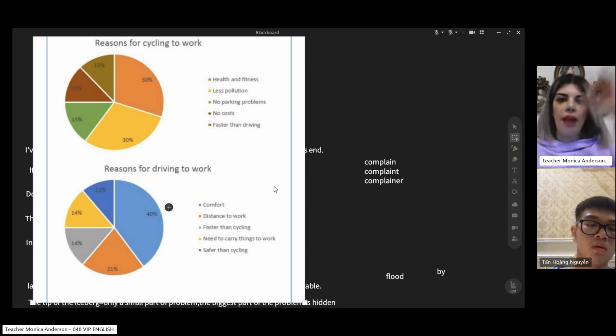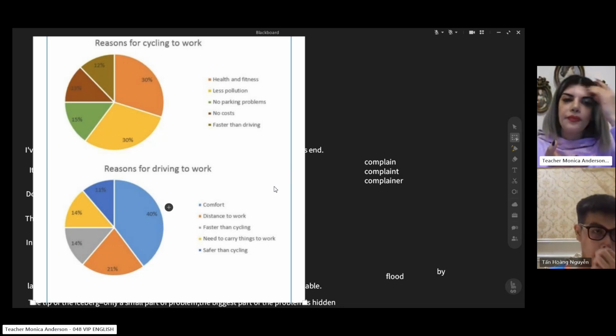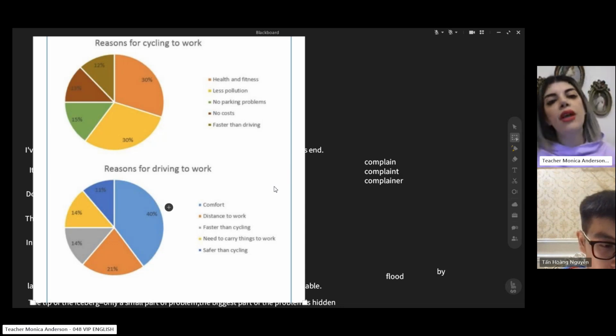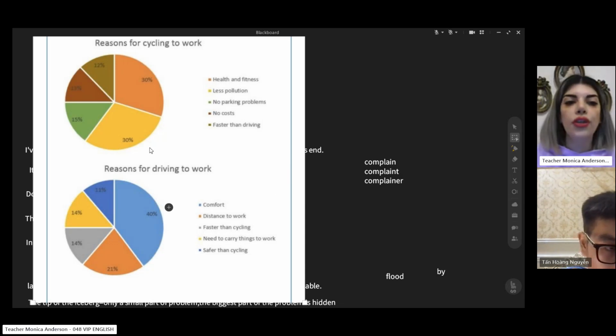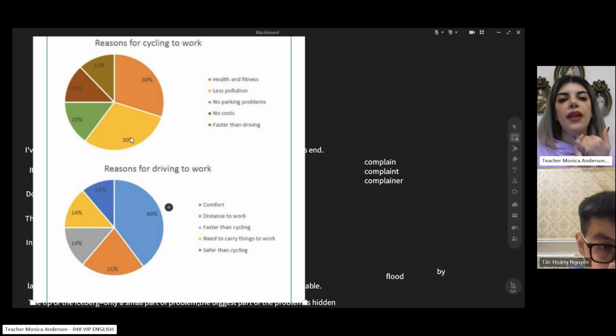Your main body 1 is about your first chart. Your main body 2 is about the second chart. And that's it. You just need to talk about the main features again, and you need to add some details about the different segments with percentages. Just this.